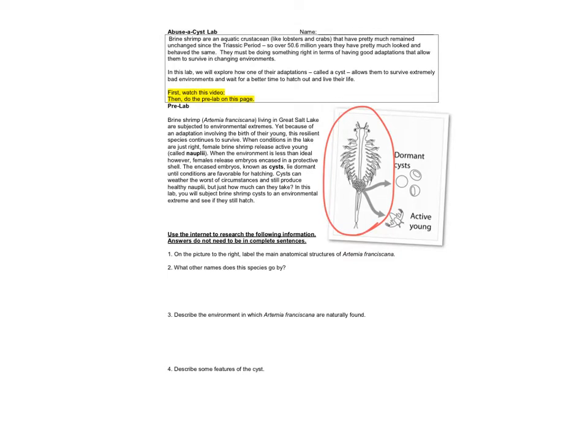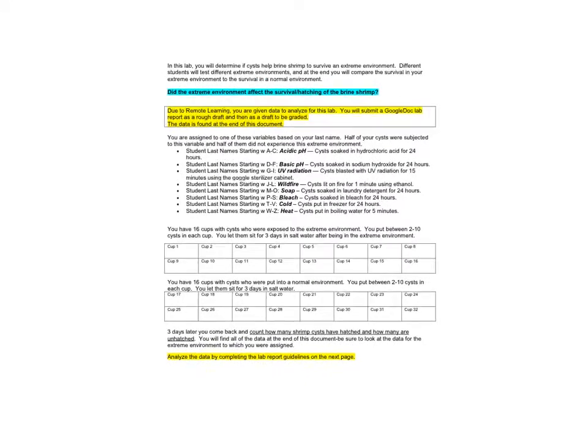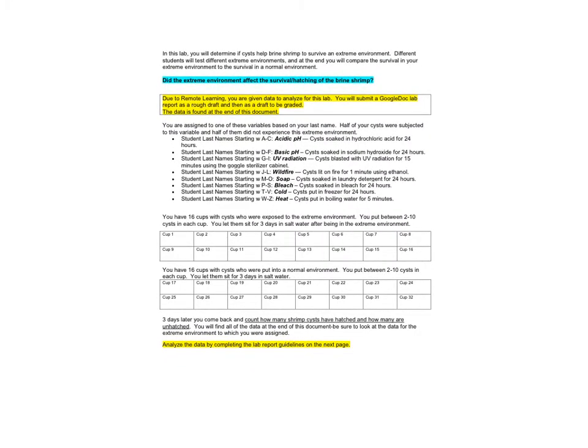To get you started, you're going to use the internet, Google, Wikipedia, wherever you want to go. You're going to jot some quick notes there. Page 1 here should only take you a few minutes. You're just getting a general idea of what this little critter is. Then when you move on to the second page, you'll see that you are going to put this critter into some kind of extreme environment.